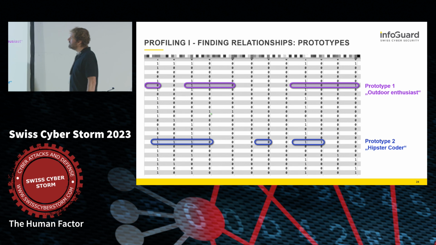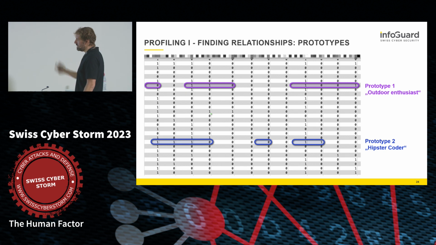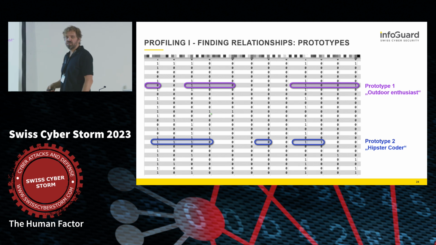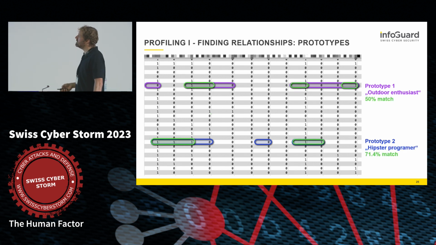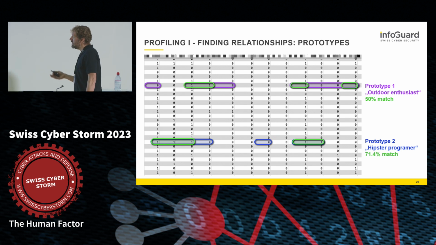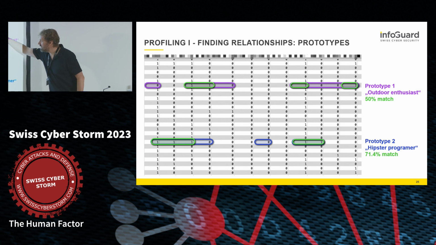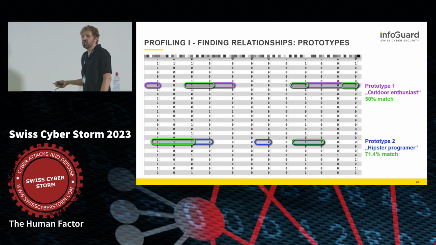I now went and said, okay, the outdoor enthusiast is registered at this and this and this platform, like, I don't know, I just say something, commute, geocaching, and so on. And now I can look at a specific pattern of a person and see how high the overlap of the pattern of the person or the email with the prototype is. So for the outdoor enthusiast here, for this email, for this pattern, it's only a 50% match.